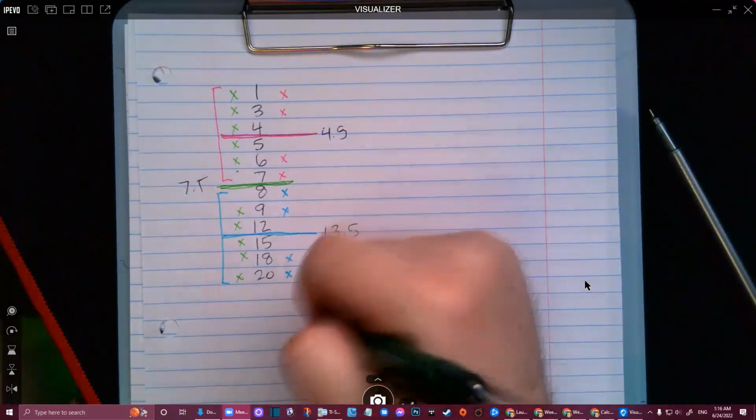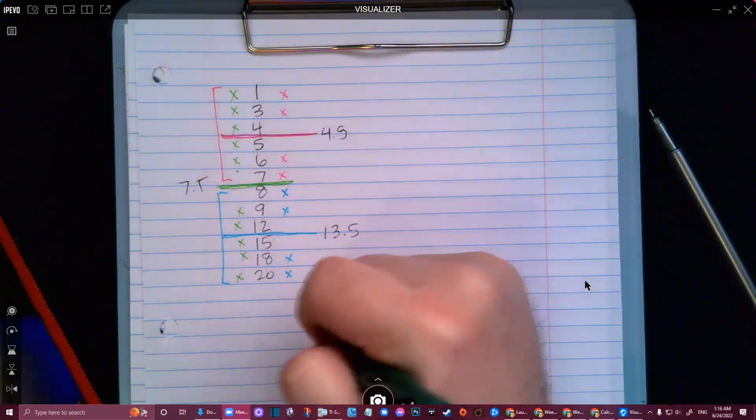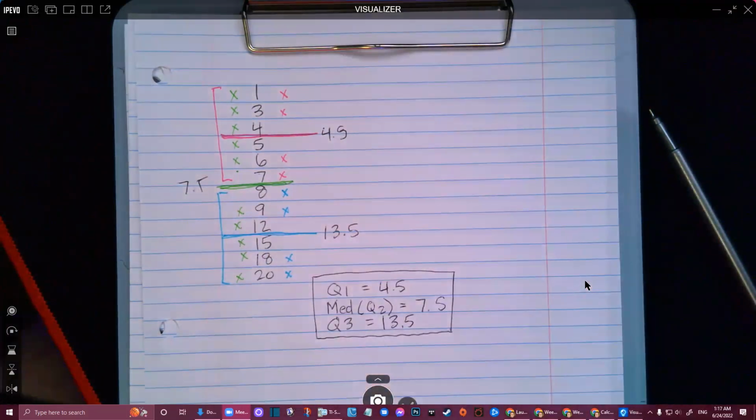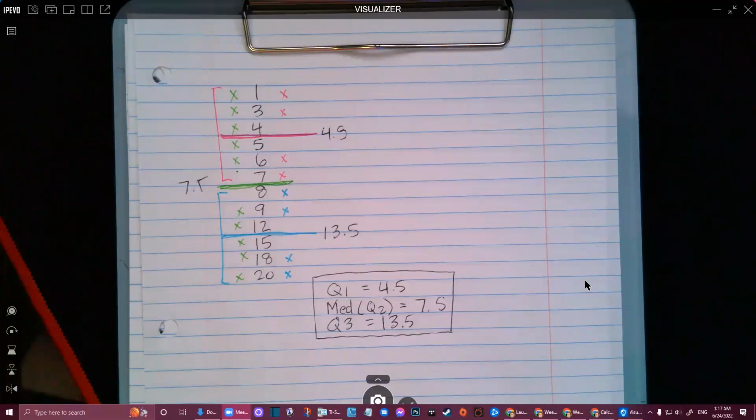So that is how we find the quartiles for a list by hand. Please note that if the data was not already sorted for us, you would need to sort the data before you found your quartiles. The quartiles and the median are the 25%, 50%, and 75% dividing lines for a sorted list of data. So make sure that if you have data that's not sorted, sort it before you do this process.